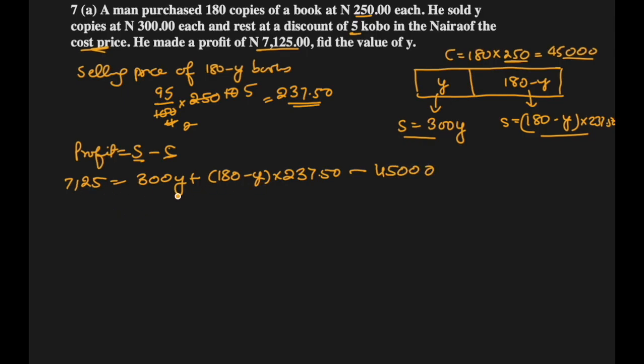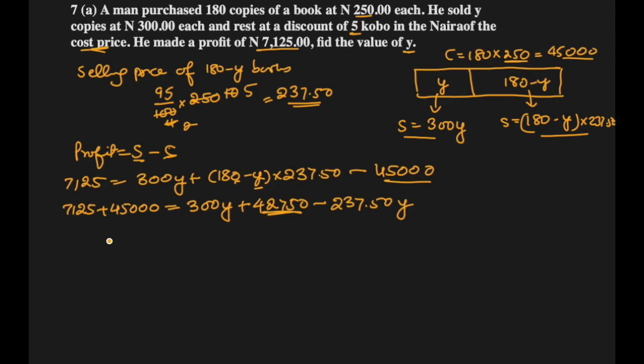Now we have a simple equation here where y is the unknown variable which they are asking. We'll try to find it out. So let's take this 45,000 to the left side because it does not have y. 7125 plus 45,000 equals 300y, and let's multiply 237.50 by 180, which is 42,750, minus y multiplied by 237.50y. Now this number also will go to the left side.